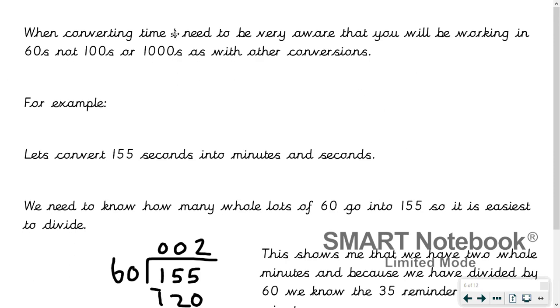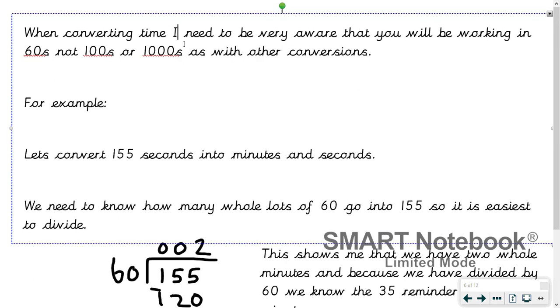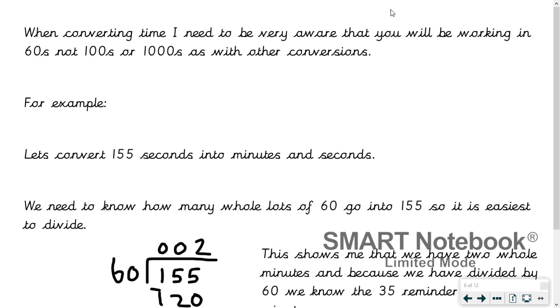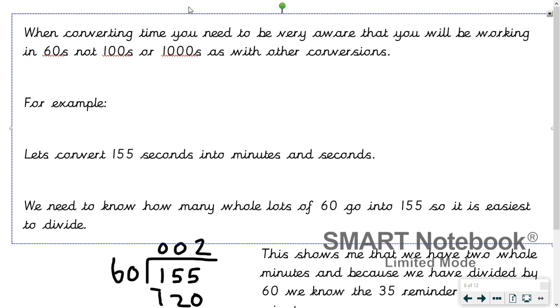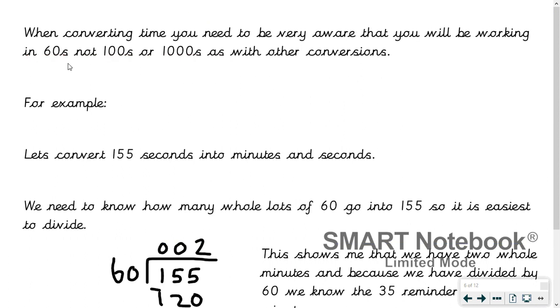When converting time, you need to be very aware that you'll be working in 60s, not 100s, because normally when doing conversions, we've been dividing by 10 and 100 and 1,000, or timesing by 10 and 100 and 1,000. Today we're looking at 60 being our key number.